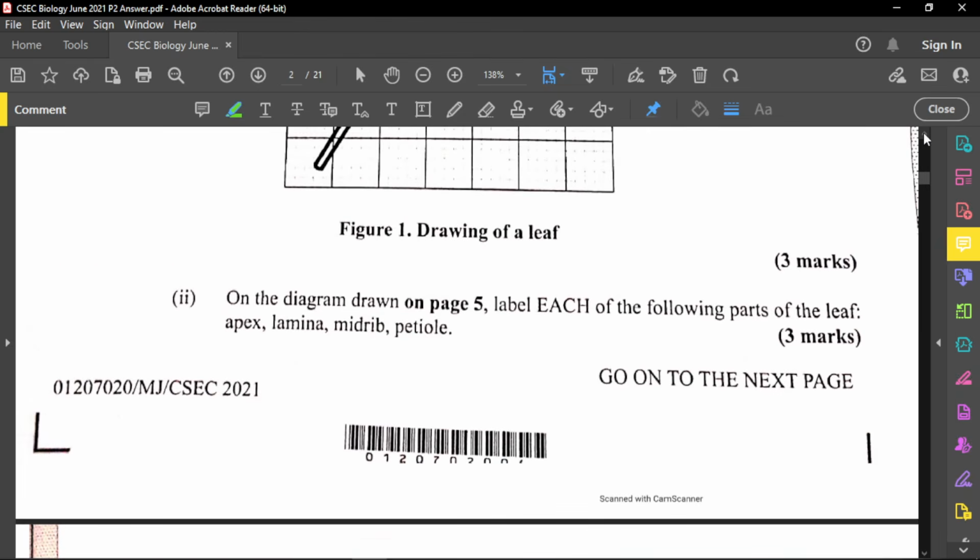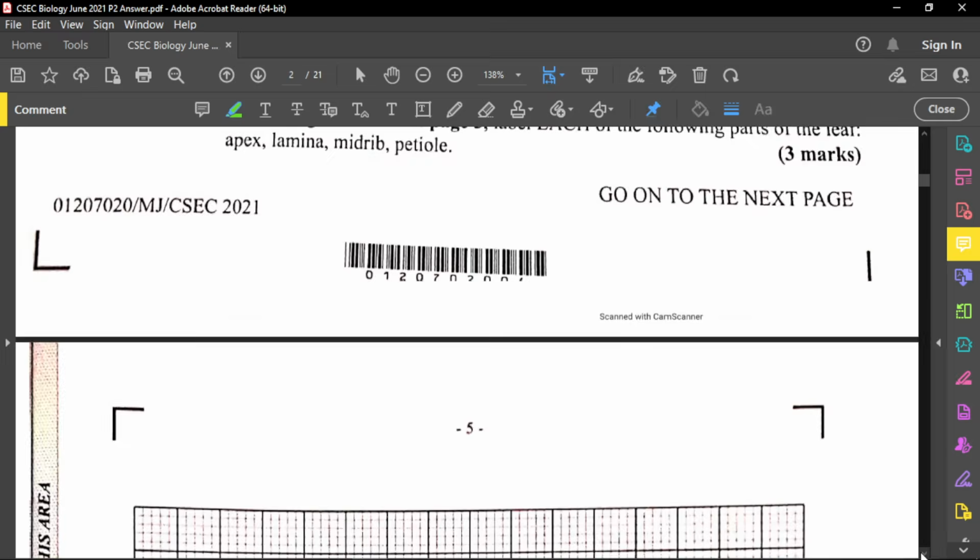It asks us now to, on the diagram drawn on page 5, label each of the following parts of the leaf. We're going to label apex, lamina, midrib, and petiole. It is a 3 marks question. However, you have 4 things to label. Again, follow the instructions and also look at your marks as well.